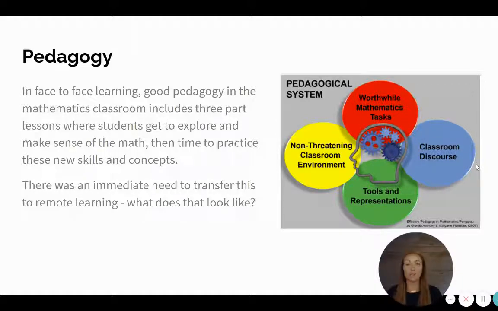I know that in face-to-face, good pedagogy includes the 3-part math lesson where students really get to explore and make sense of the math, but then they also have time to practice these new skills and concepts.